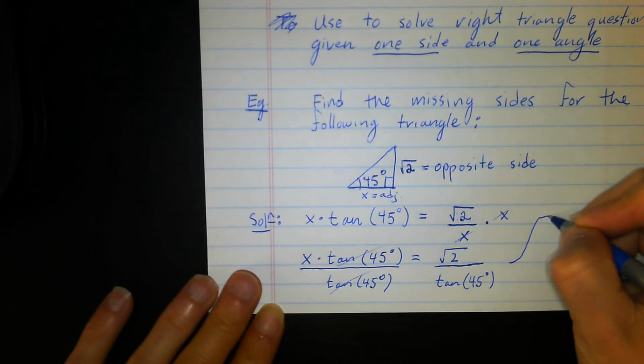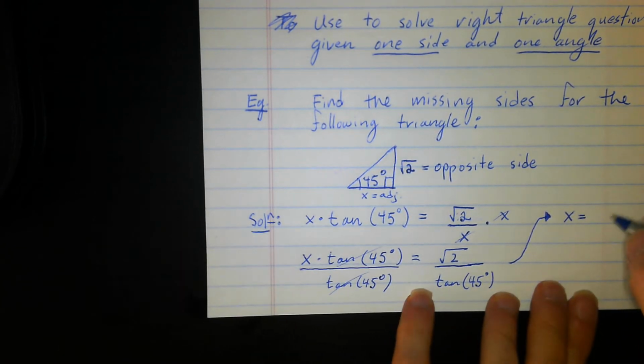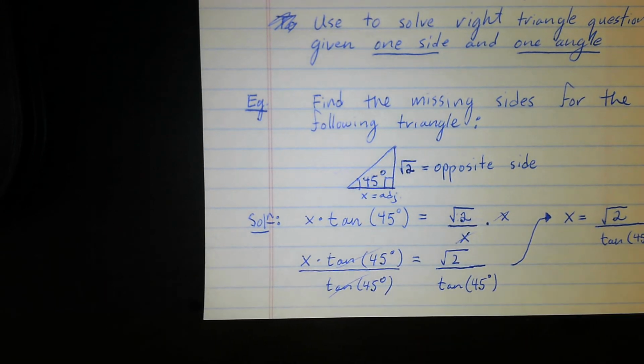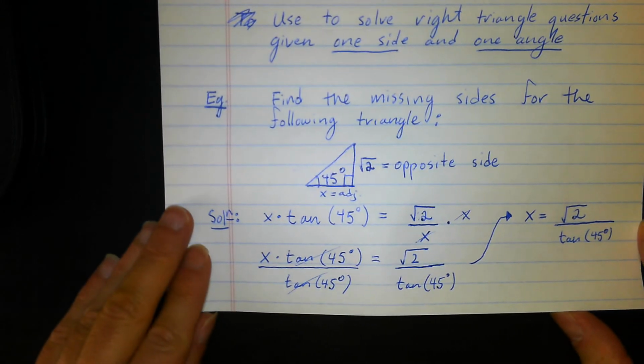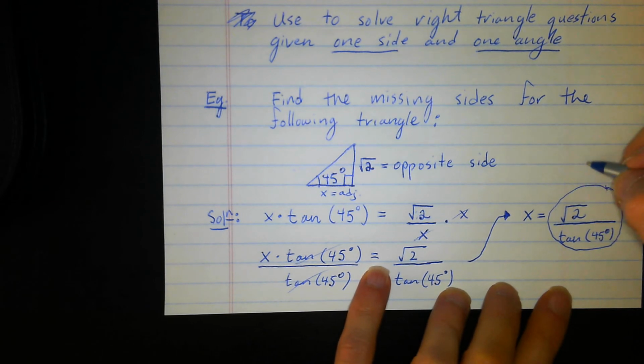And this gives me x equals the square root of 2 divided by tangent of 45 degrees. Okay, now we need to do this in our calculator, but this here, we would call this an exact answer. Okay, we're expecting an irrational number here, so that's an exact answer.